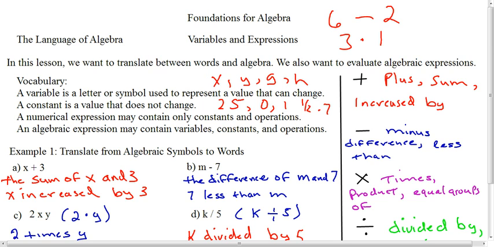And we also need to know what an algebraic expression is. An algebraic expression contains variables, constants, and operations. So we could use, for an example, 2x minus 3. Notice something, no equal sign, just 2x minus 3. Or we can say x over 5. That's x divided by 5, and that is a constant, variable, and a divided by operation.